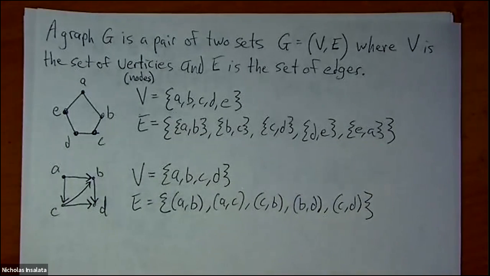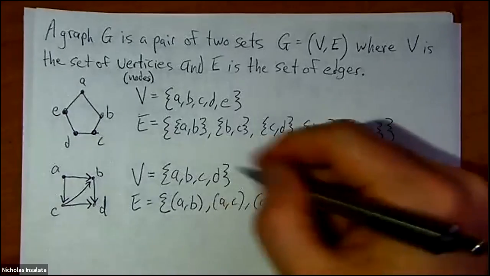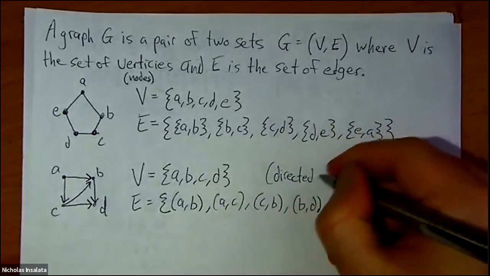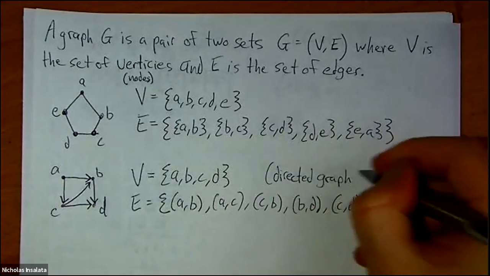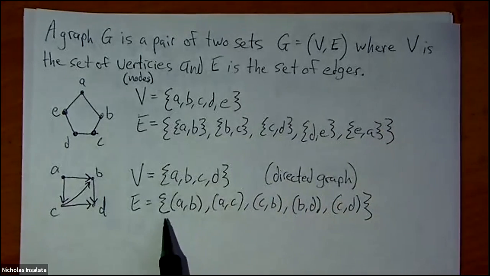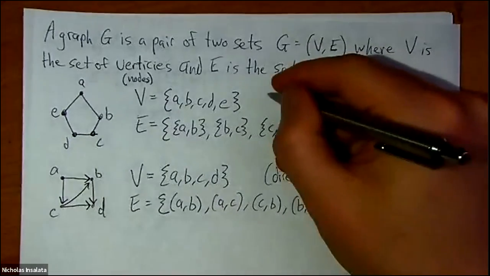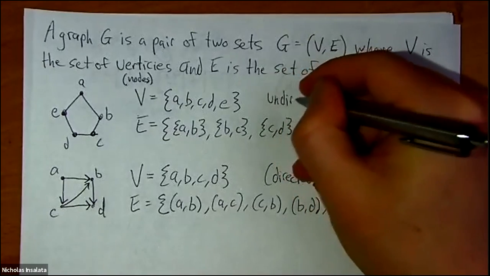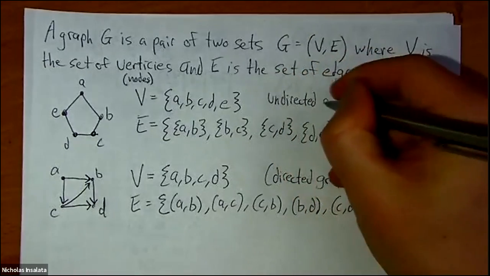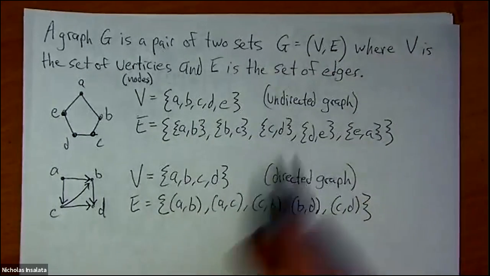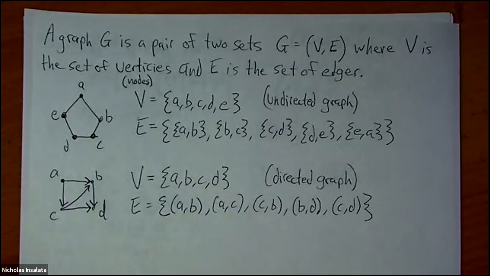Okay, so if you have a directed graph, then you would want to use a set of pairs for your edges. With an undirected graph, you would be using a set of sets for your edges.